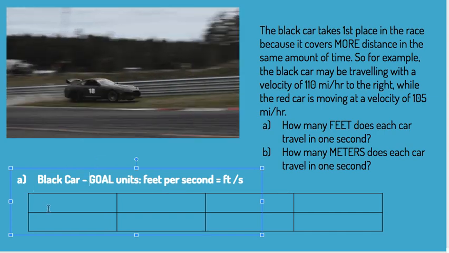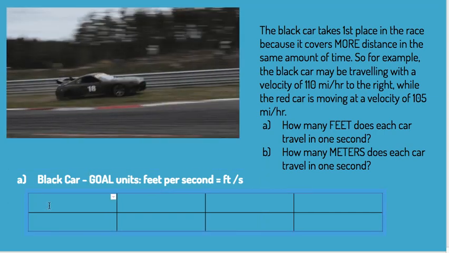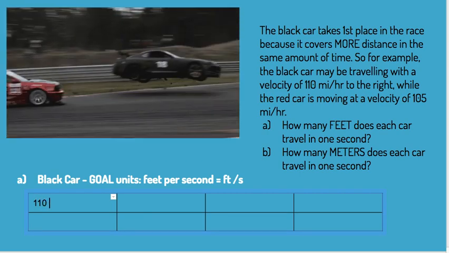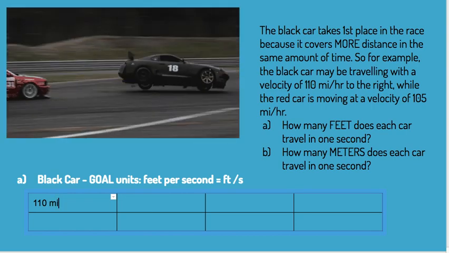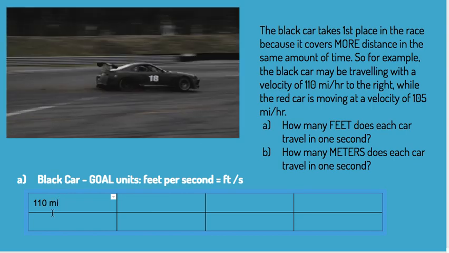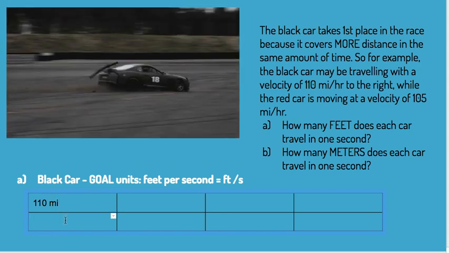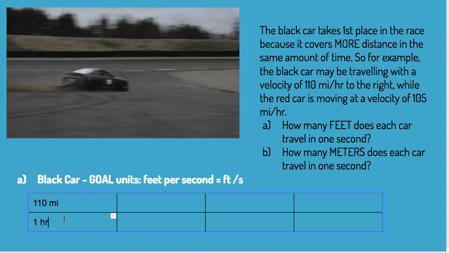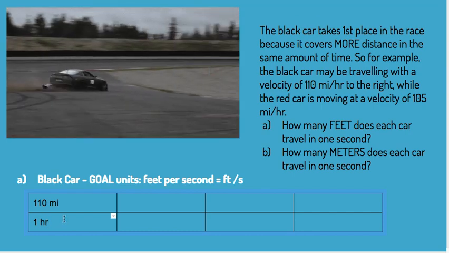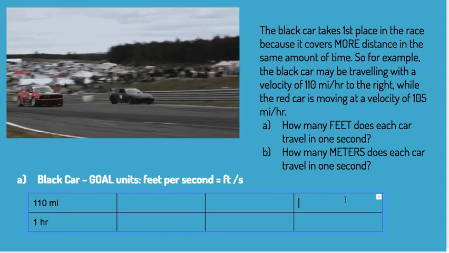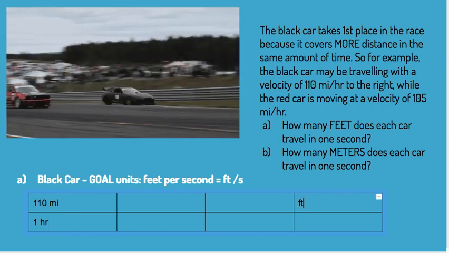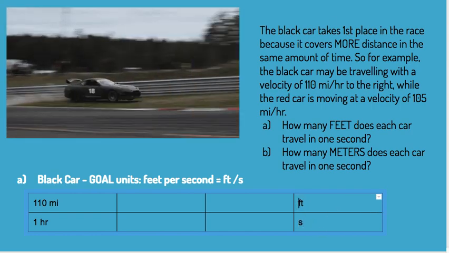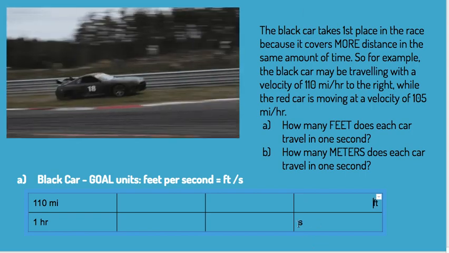Okay, so now we're going to type in our starting value. So for the black car, the velocity is 110 miles. So MI is the abbreviation for miles. And then per hour. So we could put 1 hour, or we could leave out the 1 and just write hours. Either way would work. Okay, and then let's fill in our goal units on the far right, feet per second. And let me move this to the right.